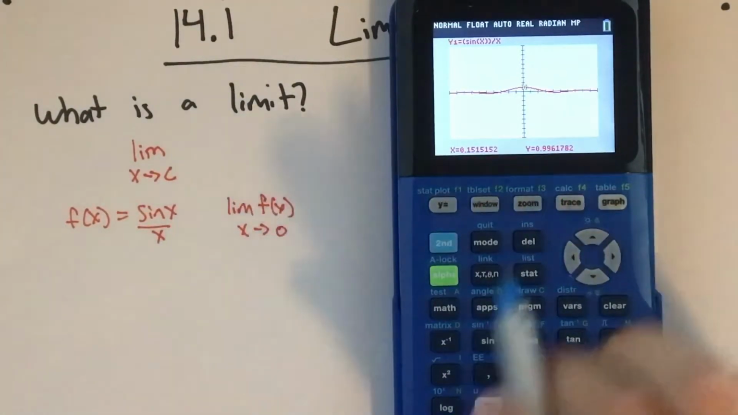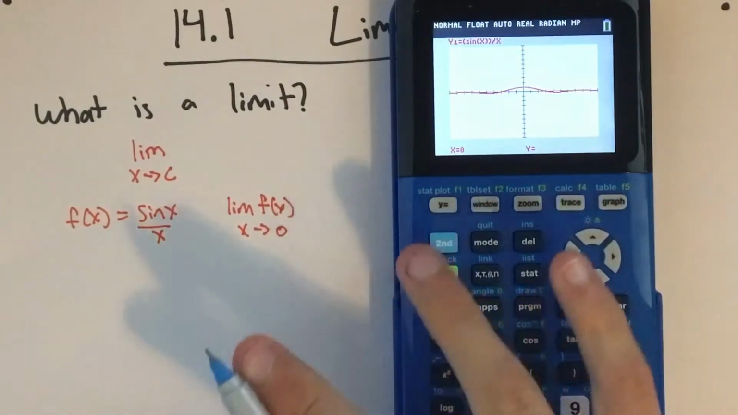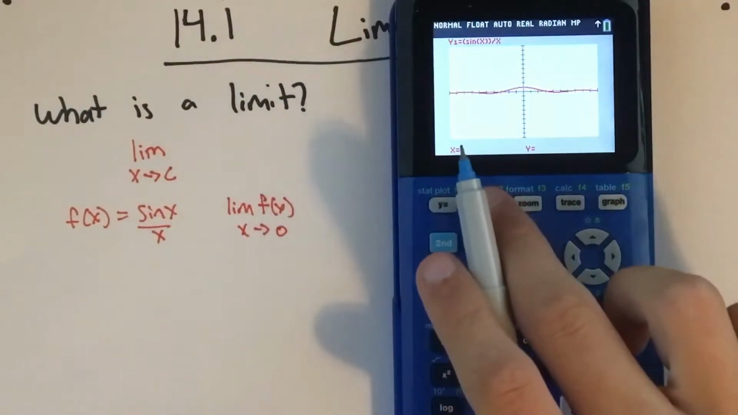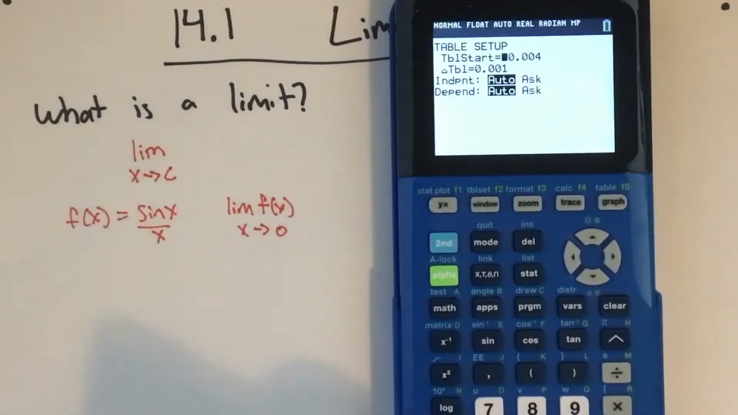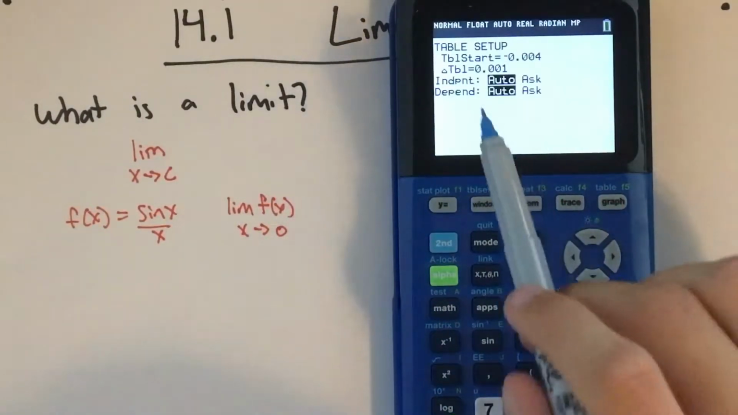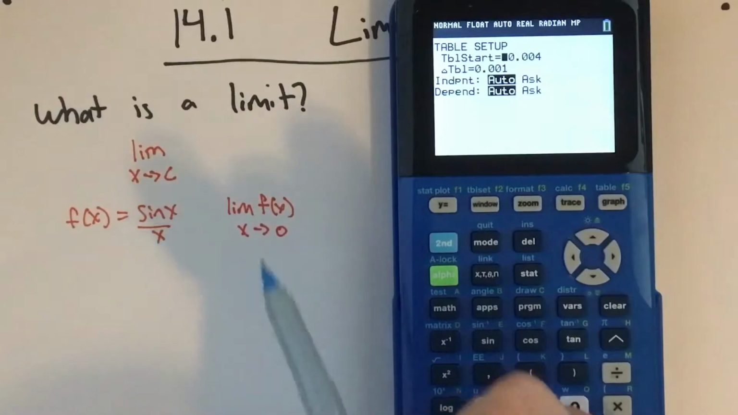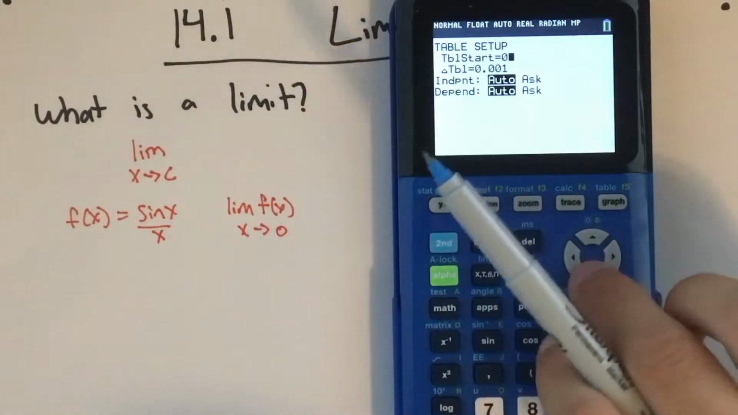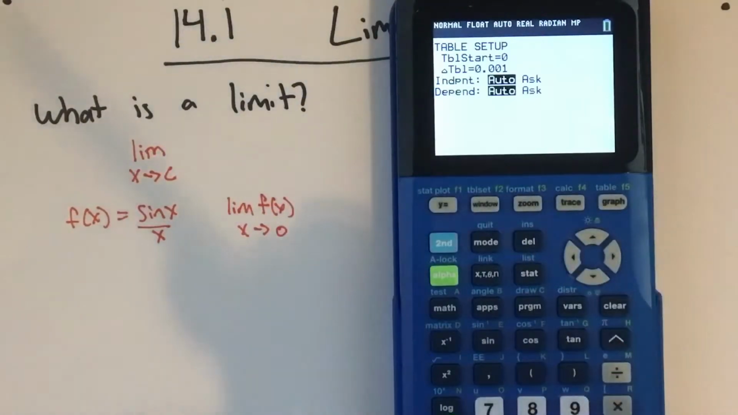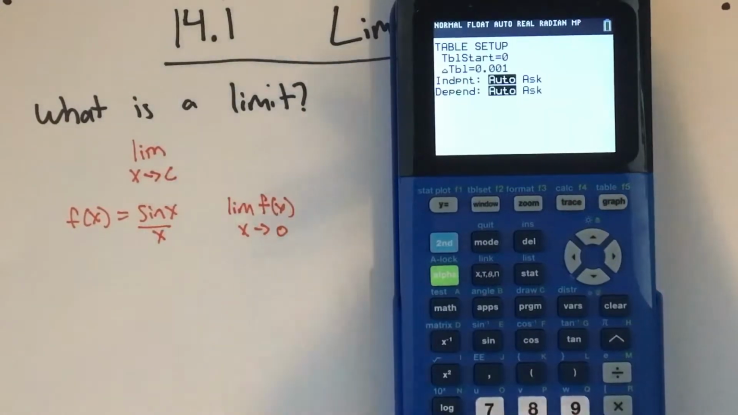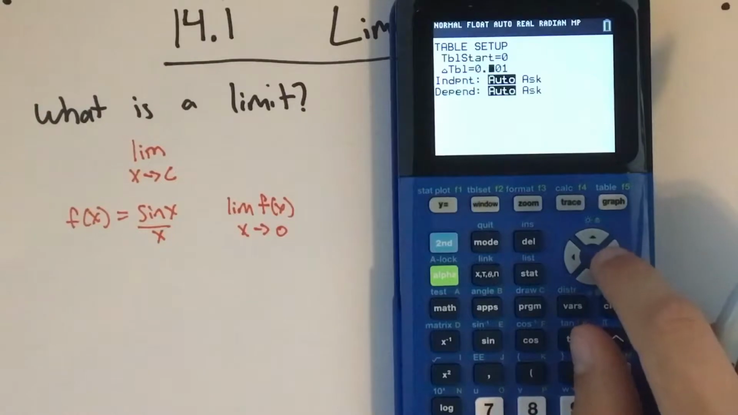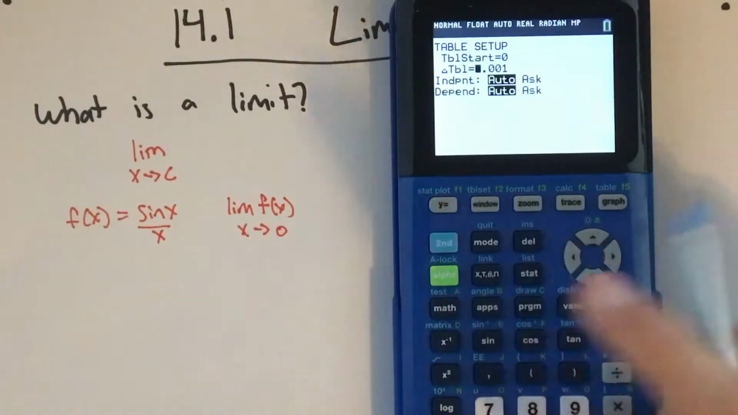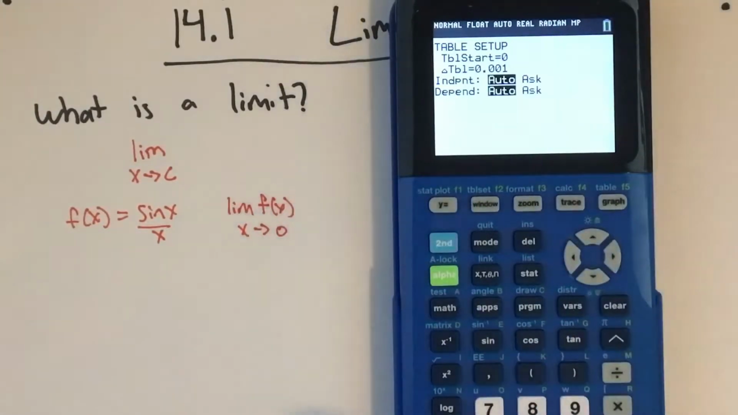Now, the more accurate way of doing this is to click second window, which is table set, and you get to this screen. So your table start, you're trying to find when x approaches 0, so you want your table to start at 0. And then table 1 right here is the x amount. So you want this number to be really small because you're looking at right before 0 and right after 0. So I have 0.001, and this is just a good number to have when you're looking at your tables.